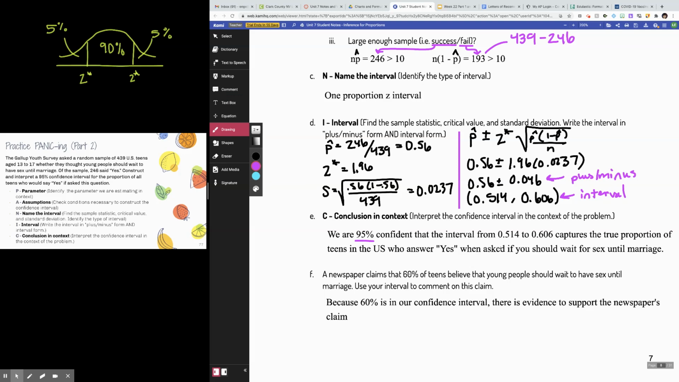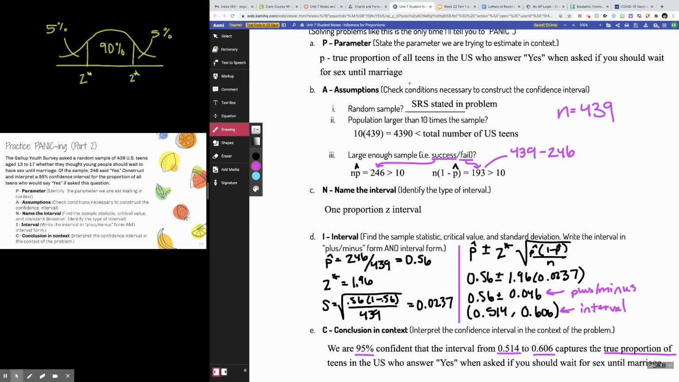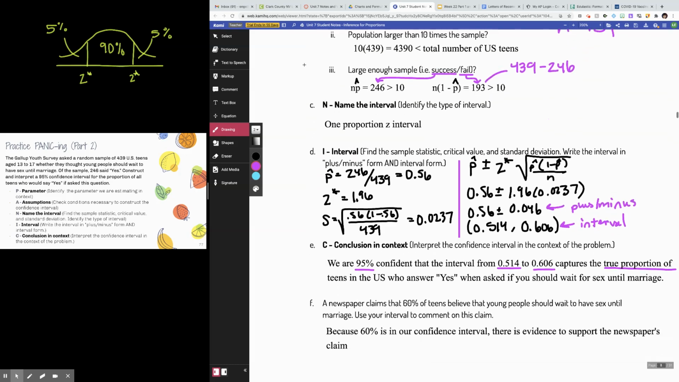We are 95% confident that the interval from lower bound to upper bound, 0.514 to 0.606, captures the true proportion of, and then it keeps going, right? So that's your parameter and context. True proportion of teens in the US who answer yes when asked if you should wait for sex until marriage. You can literally just copy exactly what you wrote in the first step. That's genuinely one of the only reasons that I make you write it out, and one of the reasons that AP wants you to write it, so that they know that you know what you're looking for.